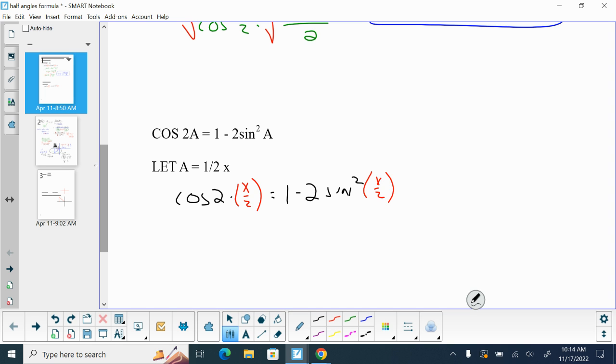Okay, so we're just doing the exact same thing, but with a different double angle formula. Once again, on the left-hand side, I have 2 times 1/2 x. The 2's go bye-bye. So this will cancel with this, leaving us with cosine of x is equal to 1 minus 2 sine squared of x over 2, half angle.